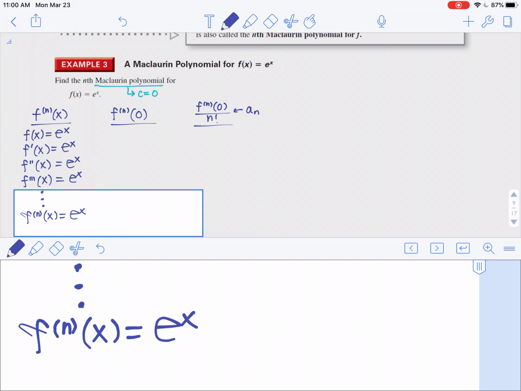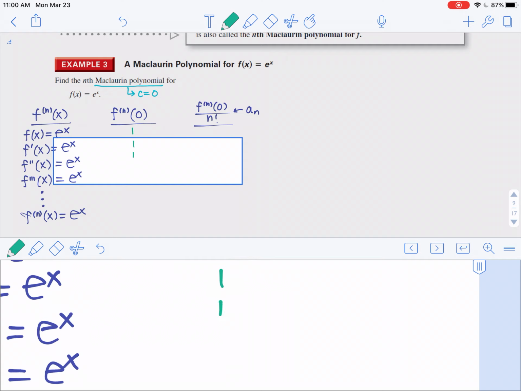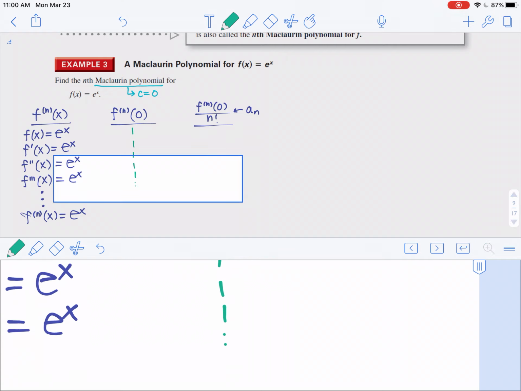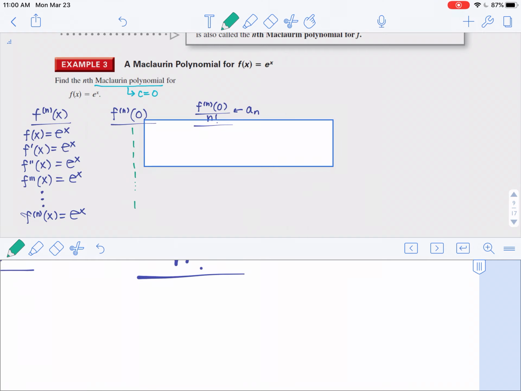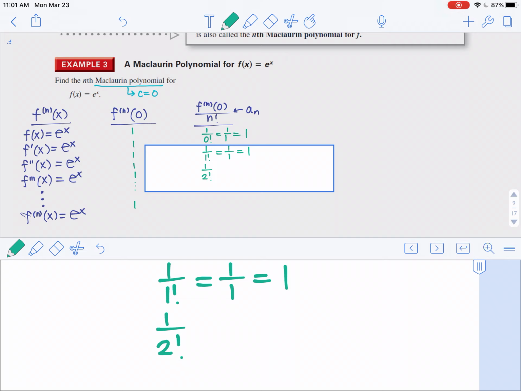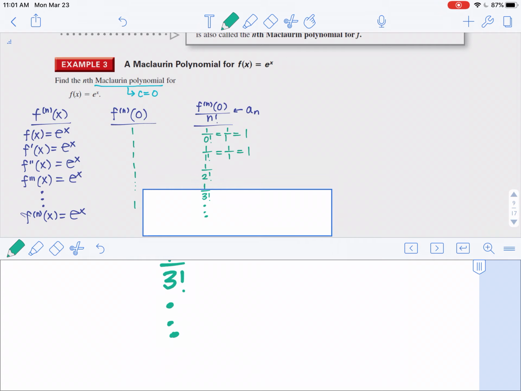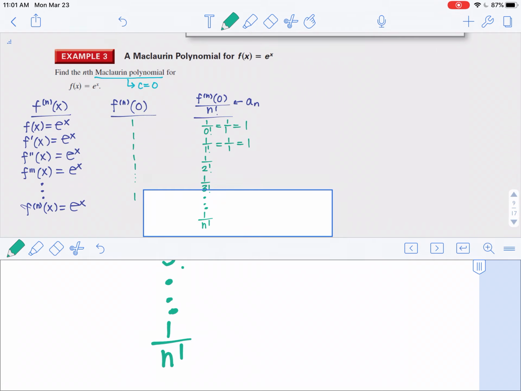Well, that makes things a little bit easier when we're plugging in numbers as well, because e to the 0 is 1. So no matter which derivative I'm looking at, it's going to be 1. And then all I have to do is divide them by the factorial. So 1 divided by 0 factorial, well, that's just 1 over 1, so 1. The next one will be 1 divided by 1 factorial, that's 1. The next one's 1 over 2 factorial. You can call that 1/2 if you want to. I don't always see a big need to do that. I might just leave it 1 over 3 factorial, 1 over 4 factorial, and so on. And then the nth term would be 1 over n factorial.